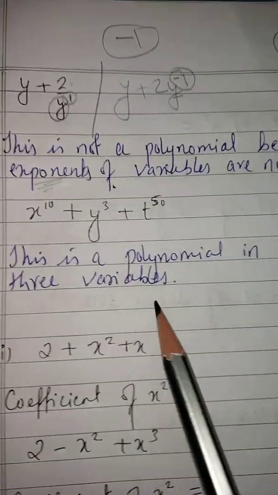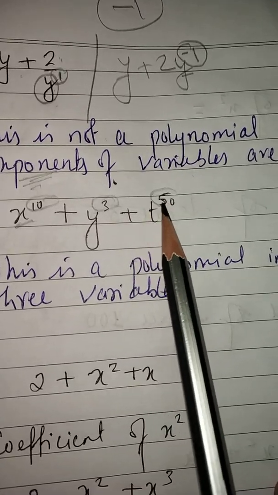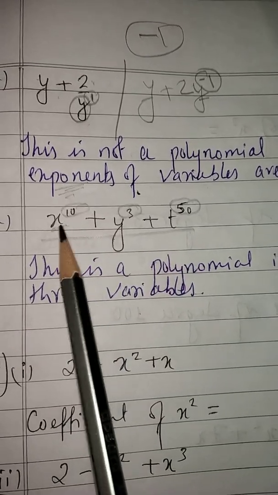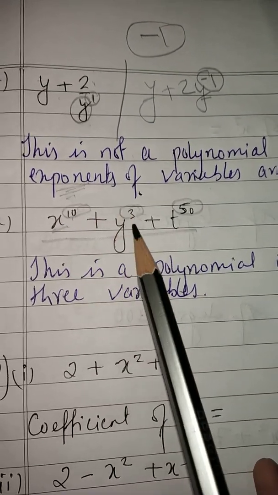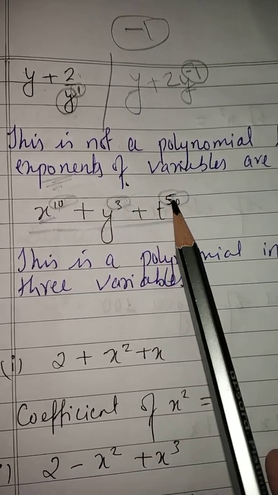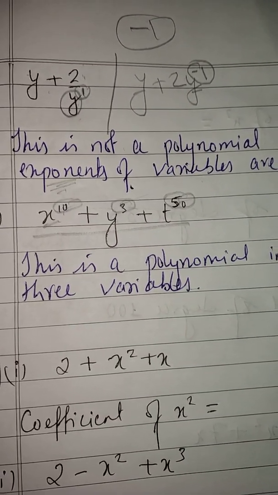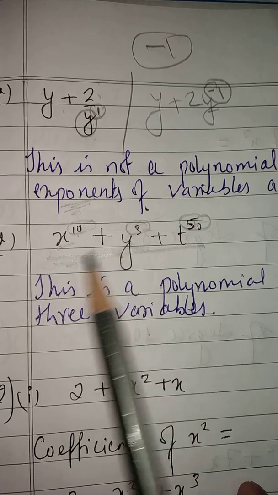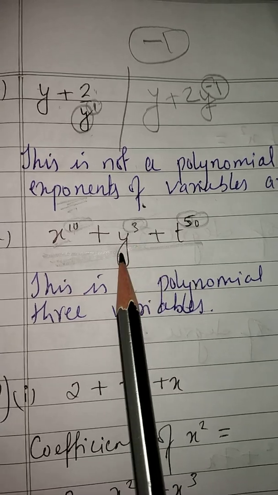Now last question is left from question number 1. So your last question is x to the power 10, y to the power 3, t to the power 50. Now see students, in this expression, what are the variables here? x, y and t. So what is the power of x? 10. What is the power of y? 3. What is the power of t? 50. And we know that 10, 3 and 50, these are all whole numbers. So in this expression, the powers of variables are whole numbers. That means this is a polynomial.